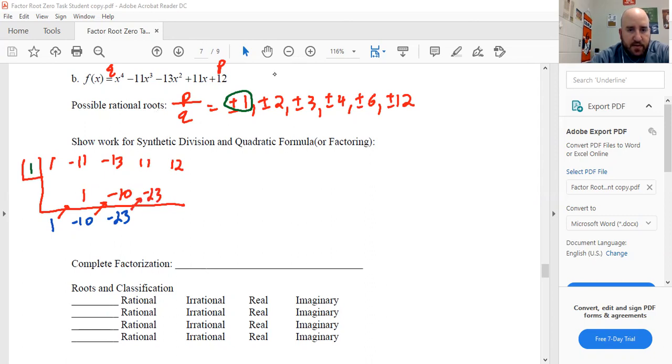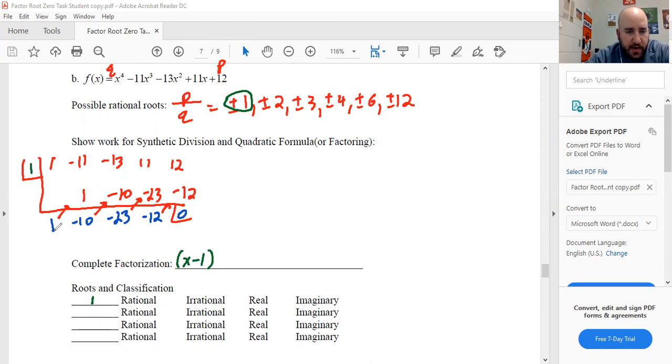11 and negative 23 is negative 12. Blue negative 12 times green 1 is still negative 12. 12 minus 12 is indeed 0. All right. So 1 is my first root. Again, opposite sign for the factor, x minus 1.